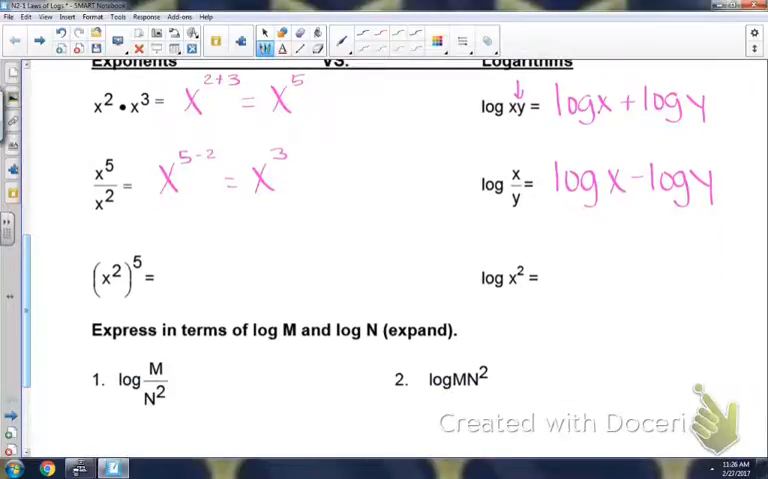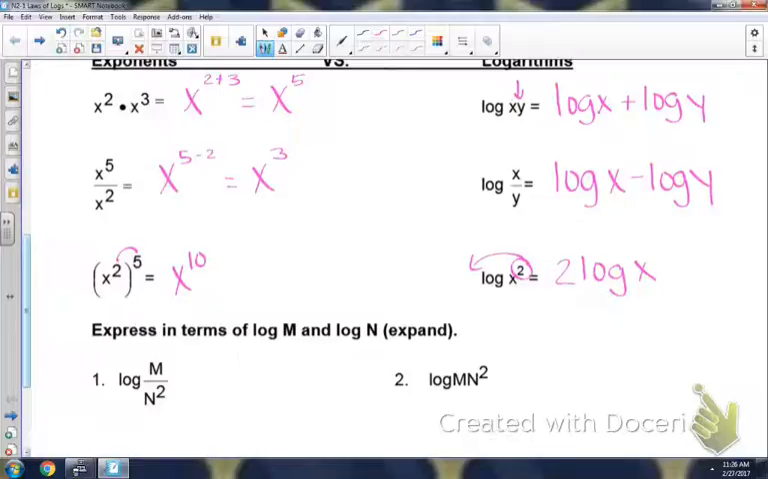Here we're multiplying those exponents, so that would be x to the 10th. On your logarithm, you can just put it in front and multiply it by that log, so that would be 2 log of x. You can just multiply it and put it in front, make it a coefficient.